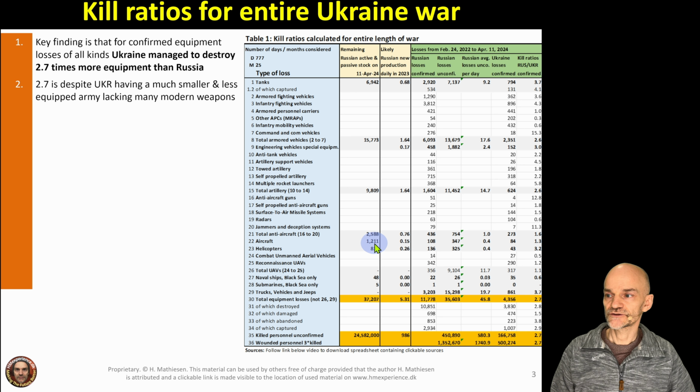So Russia has, as we can see in this table, 1,200 aircraft and 800 helicopters. Ukraine likely has less than 120 aircraft and 80 helicopters. And also the problem with Ukraine's aircraft and helicopters is that it's 30 or 40 year old stuff from the Soviet era, and Russia has far more modern aircraft and helicopters than Ukraine has. And despite that, Ukraine still destroys a lot more equipment than Russia does.